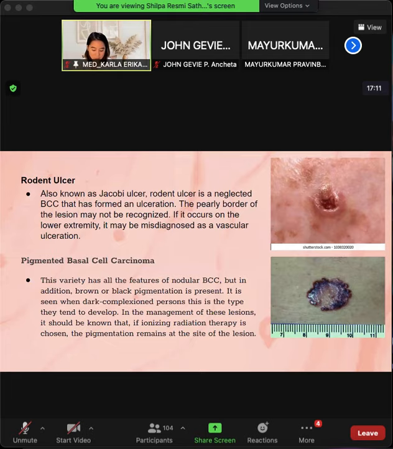So next, pigmented basal cell carcinoma. This variety has all the features of nodular BCC, but in addition, brown or black pigmentation is present. It is seen in dark-complexioned persons; this is the type they tend to develop. In the management of these lesions, it should be known that if ionizing radiation therapy is chosen, the pigmentation remains at the site of the lesion. Next slide, please.